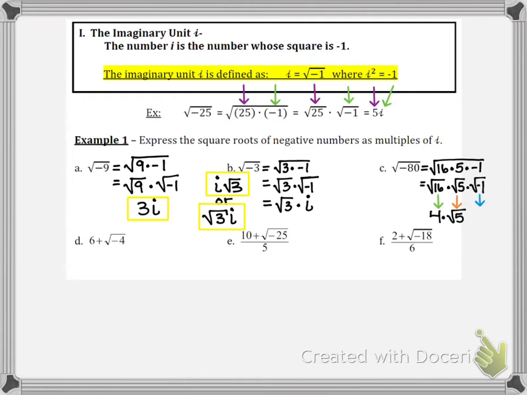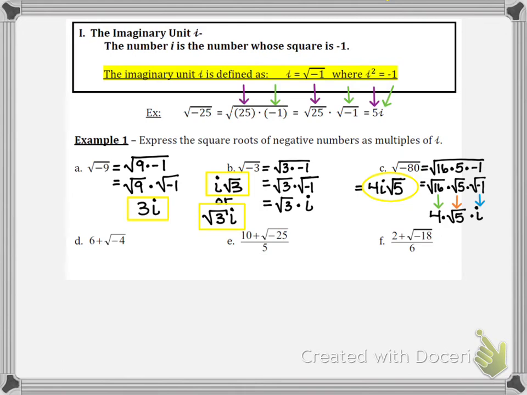The square root of 5 cannot be simplified, but the square root of -1 is the imaginary unit i. So we can multiply 4 times i because the number 4 and the imaginary unit i are no longer included in the radical, but then we still need the square root of 5 for our final answer. So 4i square root 5.